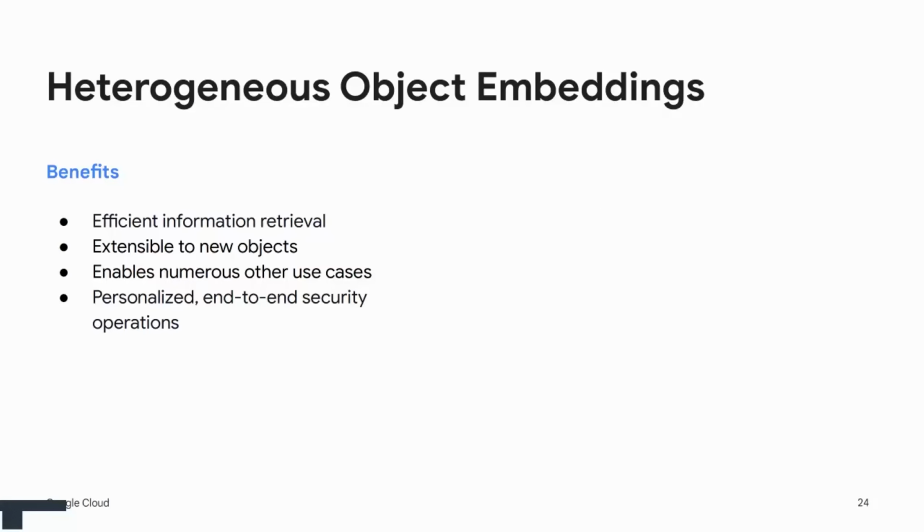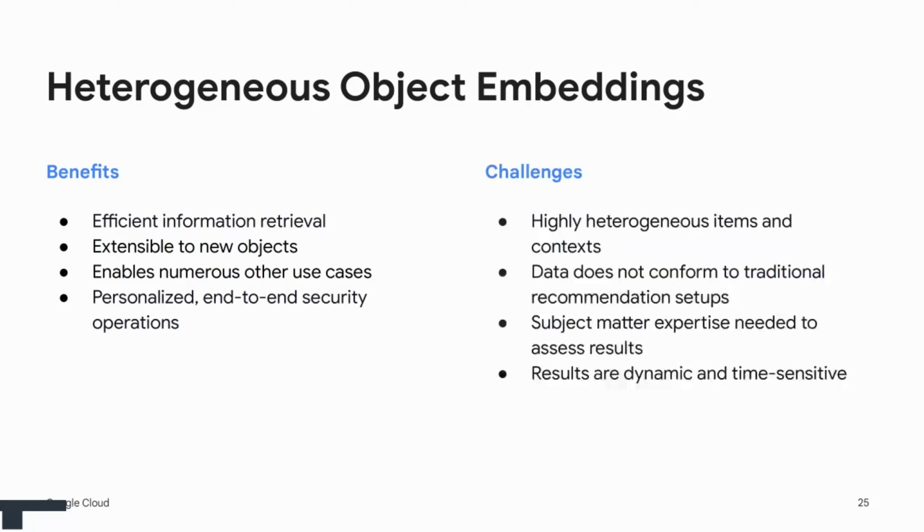All right, so I hope I've sold you on the benefits, right? We get efficient information retrieval. This approach is going to be really easy to extend to new objects over time. It enables a lot of different use cases, and really it's just going to enable a personalized end-to-end SecOps. But it doesn't come without challenges, right? So anytime you're dealing with highly heterogeneous data, there are some challenges in training machine learning models that we've encountered. Talk a bit more about that later.